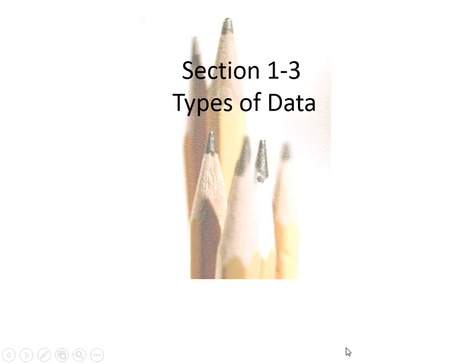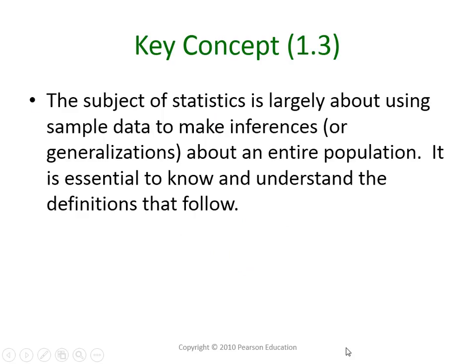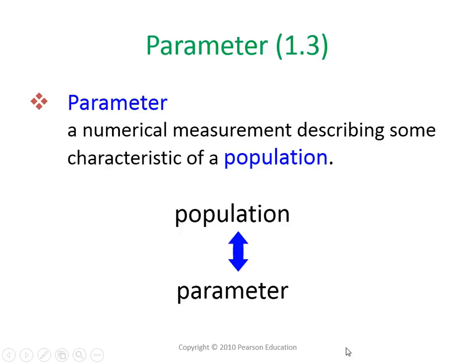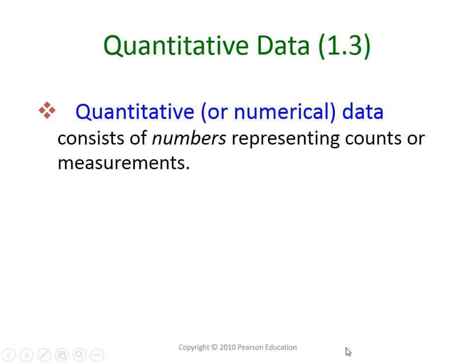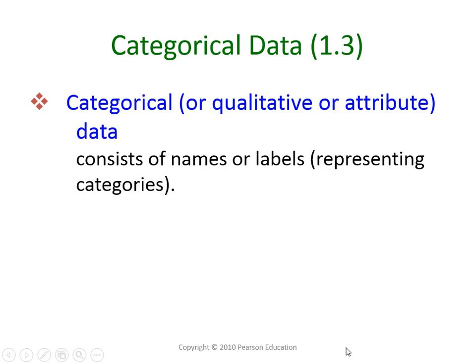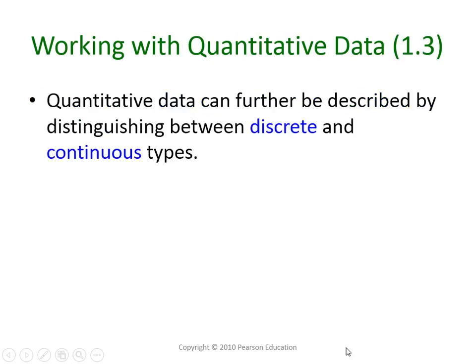All right, last time we were going through the different types of data, and we were partway through section 1.3 whenever we stopped. And so one of the things that we had talked about was the differences between parameters and statistics as far as for the population or for a sample. We talked about the difference between quantitative data, which had numbers, versus categorical or qualitative data, which is just names or labels. When we talked about quantitative data, we were talking about the difference between discrete and continuous.